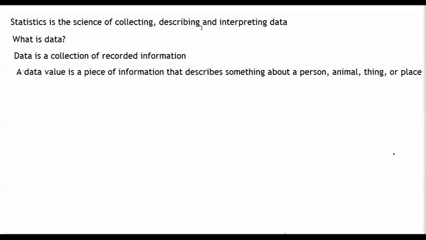A complete collection of data is called a data set. Let's say I'm doing a data collection project, and my goal is to record the grade levels and GPAs of 50 college students. After I record the grade levels and GPAs of those 50 college students, then those 50 recorded grade levels and 50 recorded GPAs would be my data set.